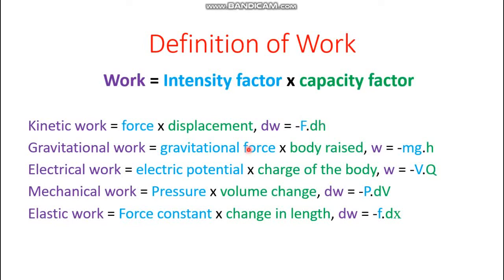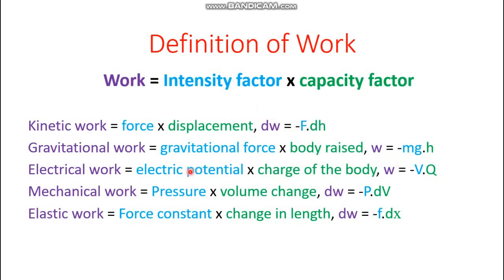Okay, gravitational work, gravitational force into the altitude of the body up to which it is raised. So the gravitational force is minus mg, and h is the height to which the body is raised. Another thing, the minus signs can also be explained from the perspective that since work is being done by the system, that is why these negative signs are given here.